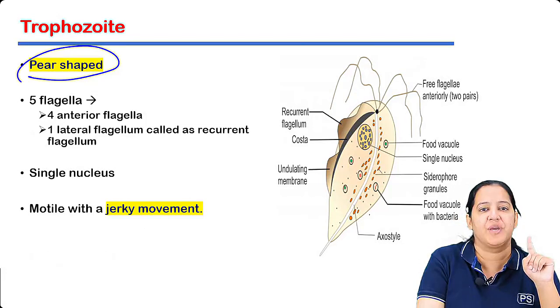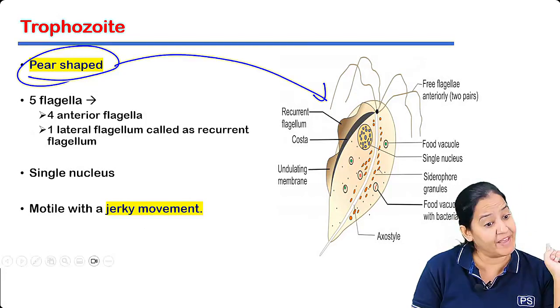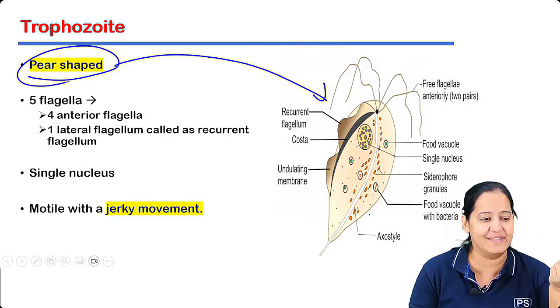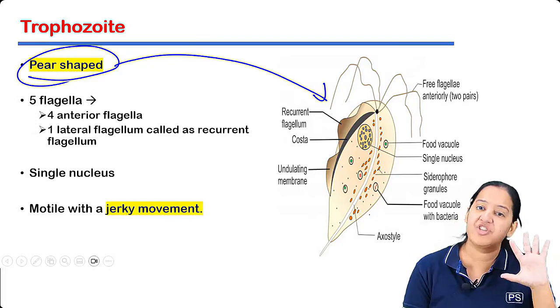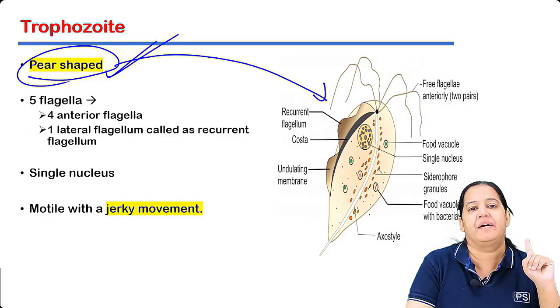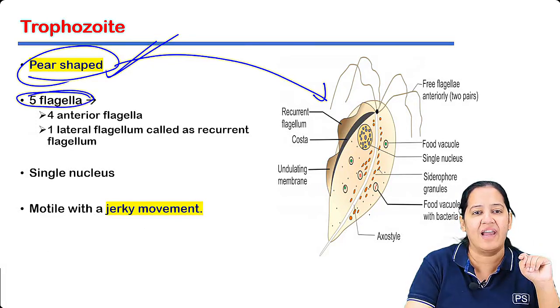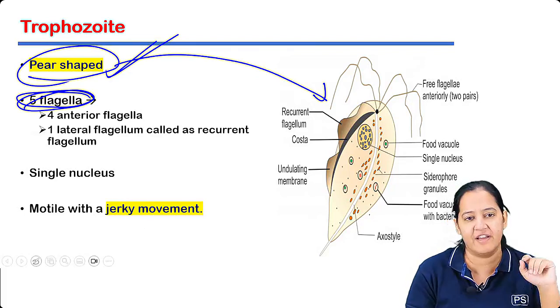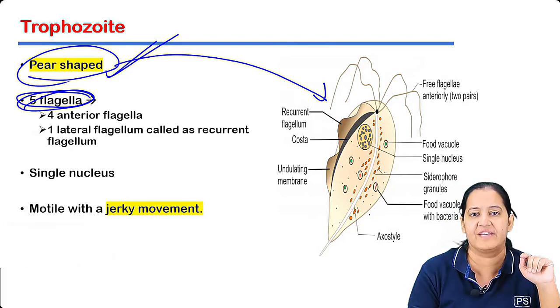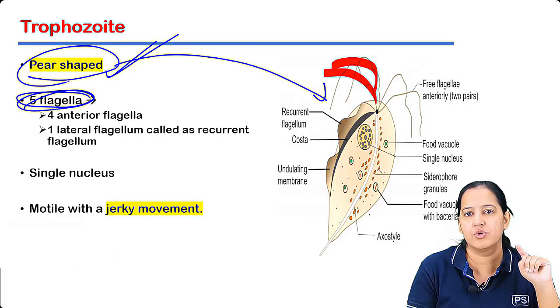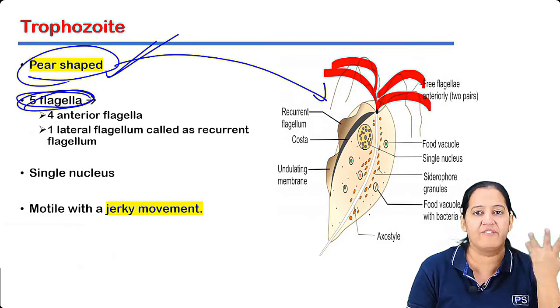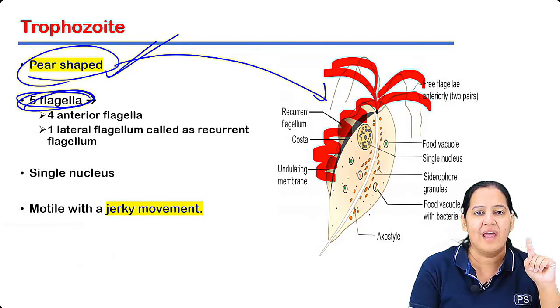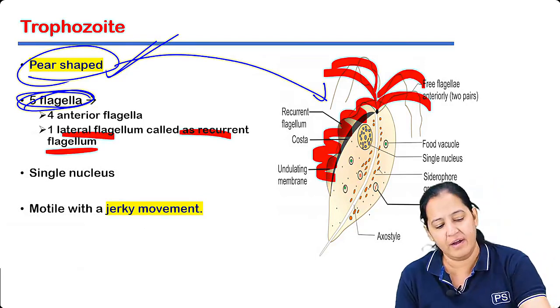It is pear shaped. First say the shape. Pear shape. What shape was there? Badminton, tennis, teardrop. What shape is here? Pear. So learn the shape, pear, and learn 5 flagella. Highlight it, 5. Where are the 5 flagella? Let me show you. This is 1, this is 2, this is 3, this is 4. Where is the 5th one? The 5th one is lateral. The 5th one is always lateral, and the lateral one is known as the recurrent flagellum.